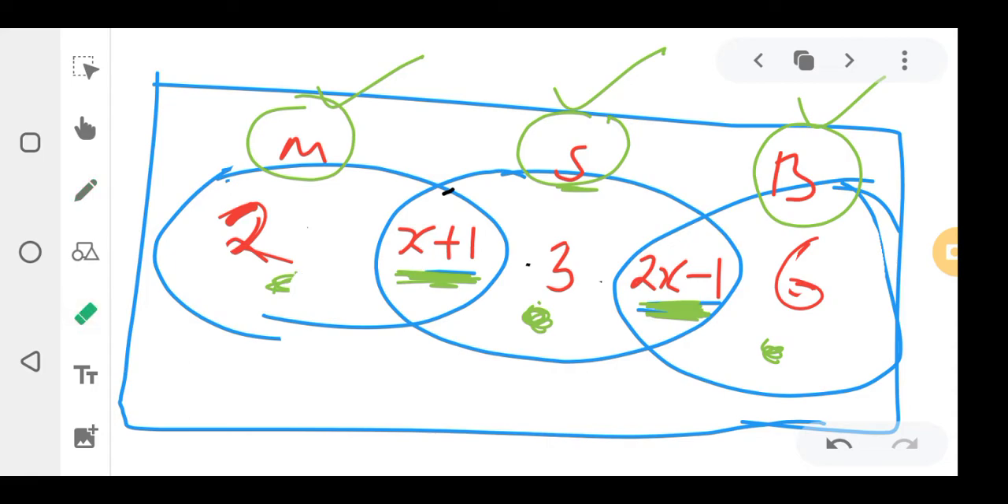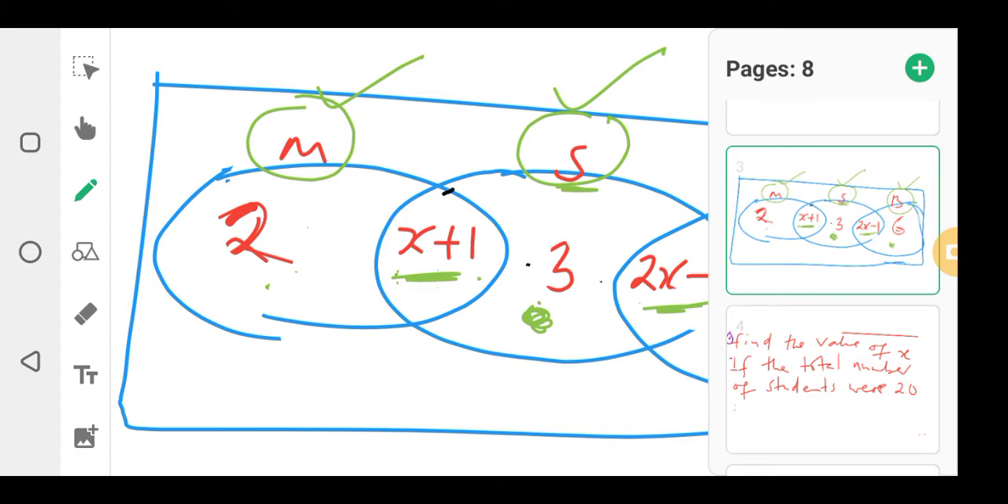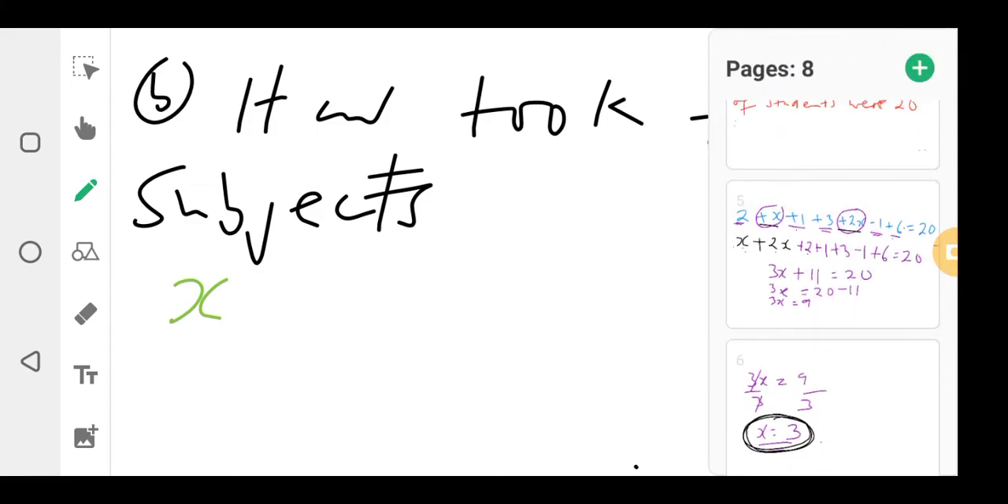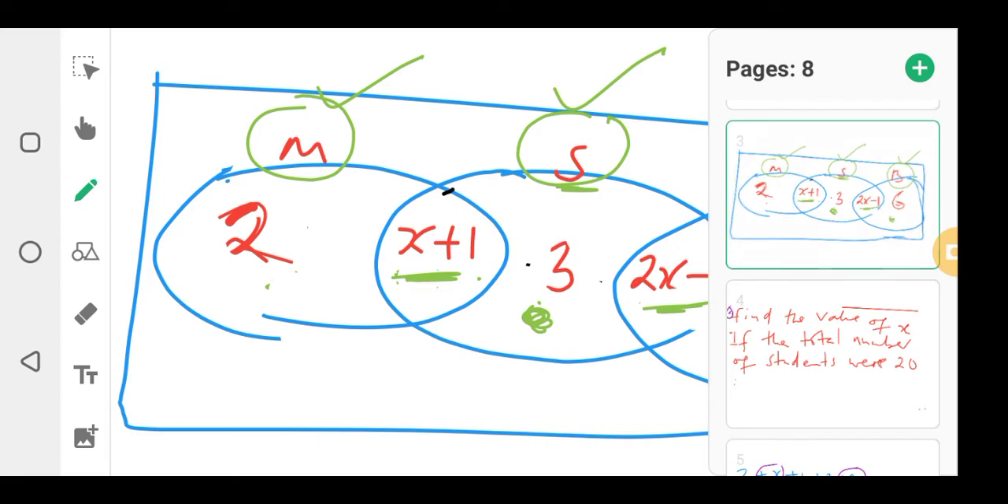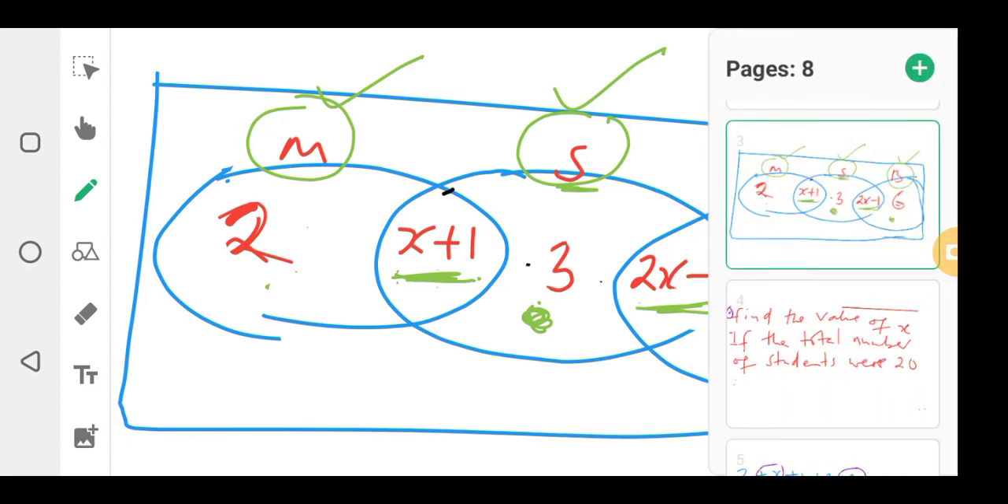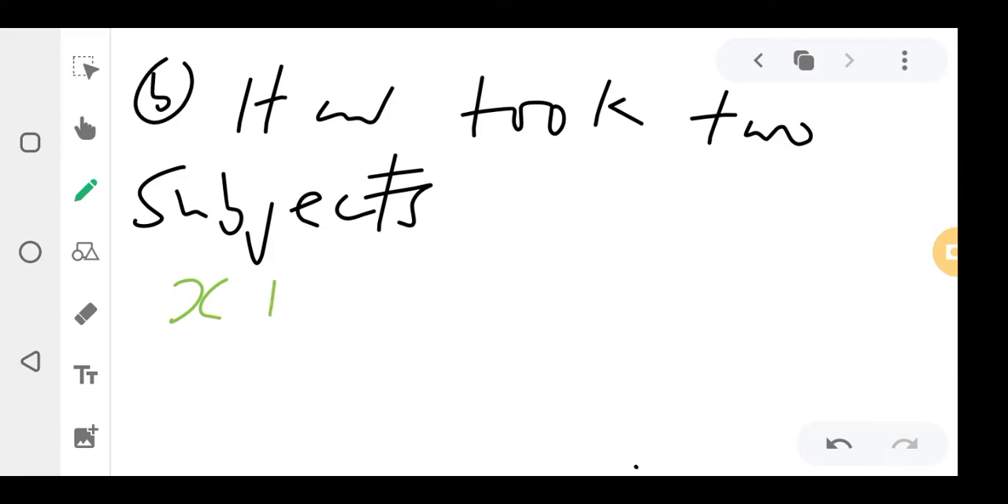So how many were they that took two subjects? It means you are adding this part and also this part. So you are adding which part? x plus 1 plus 2x minus 1. So x plus 1 plus 2x minus 1. That's what we're adding. Those are the ones that took two subjects.